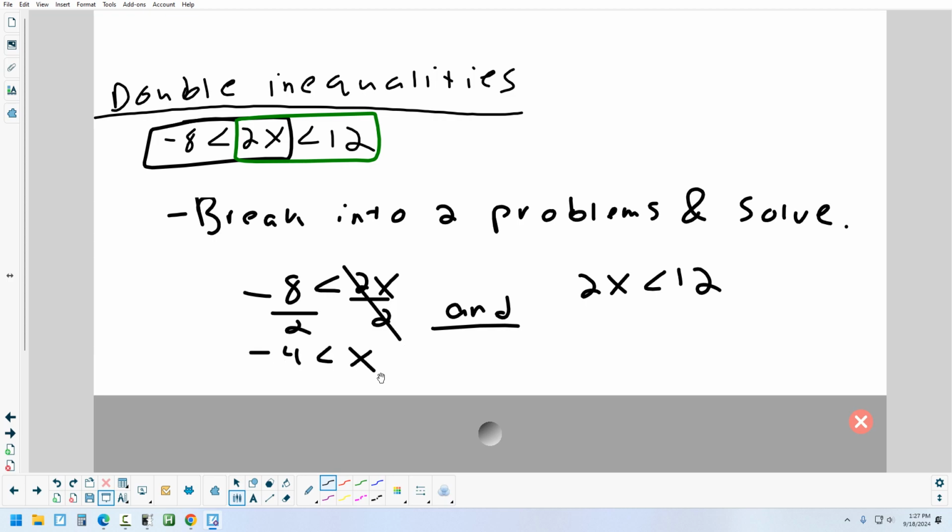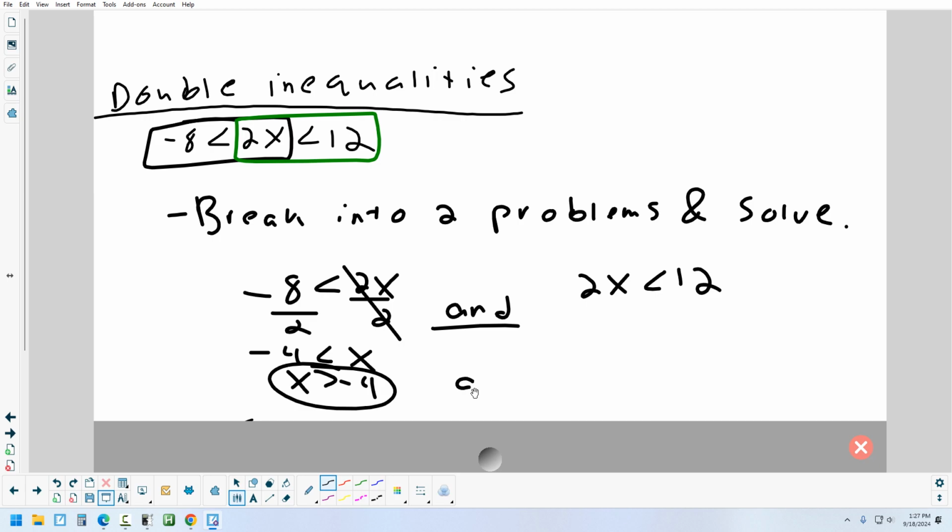And again, that's okay if you wrote that. I mean, I wouldn't mark it wrong. But generally, you're going to see me write the answer with the letter on the left. So x is greater than negative 4. And what would you get when you solve this one? X is less than 6.